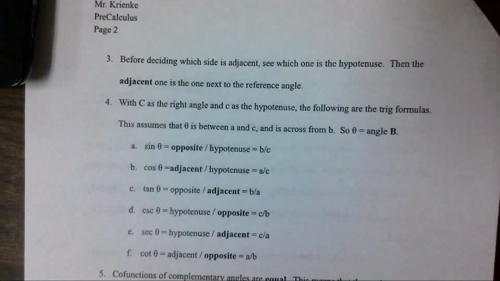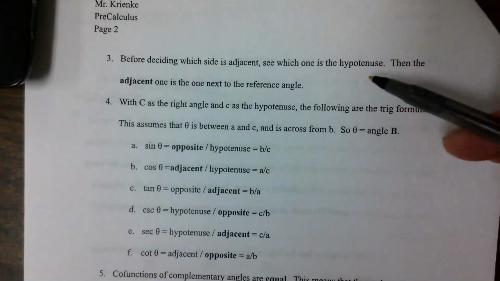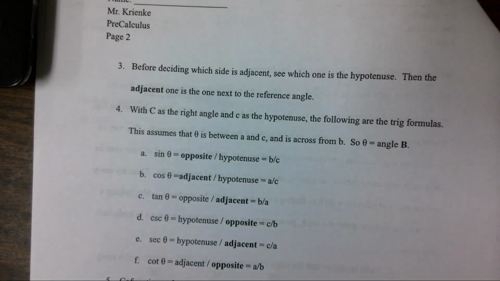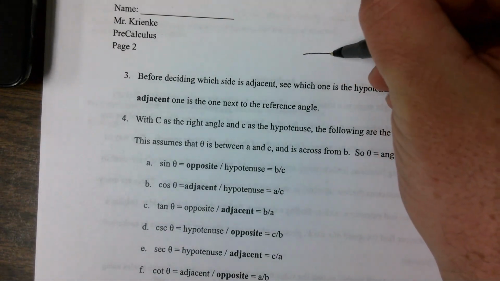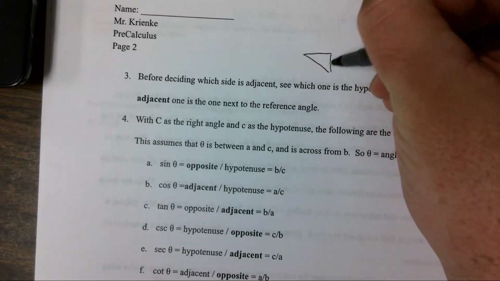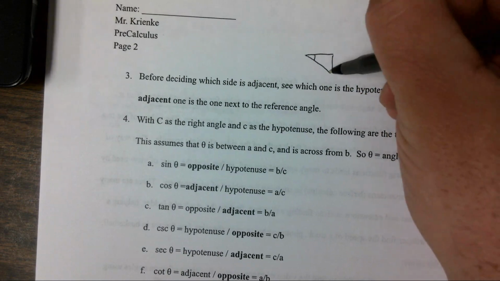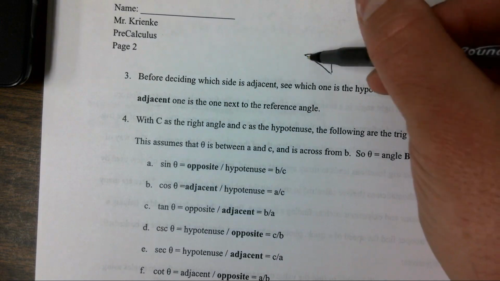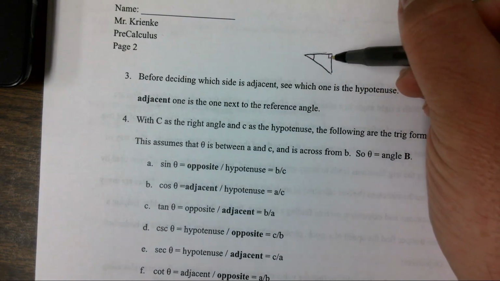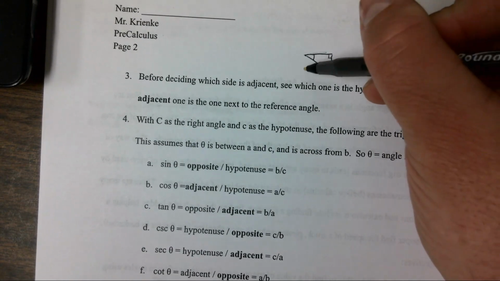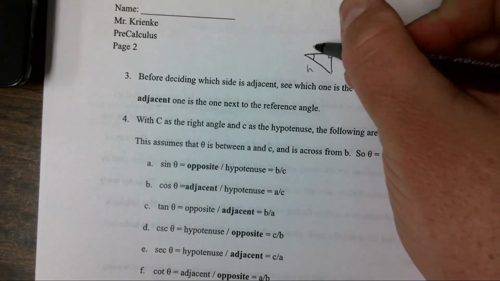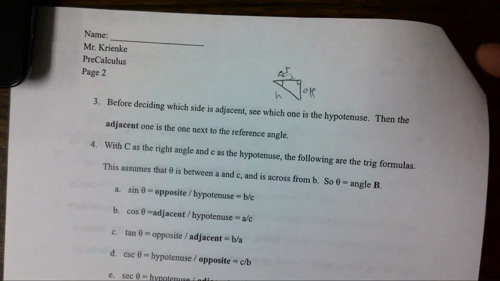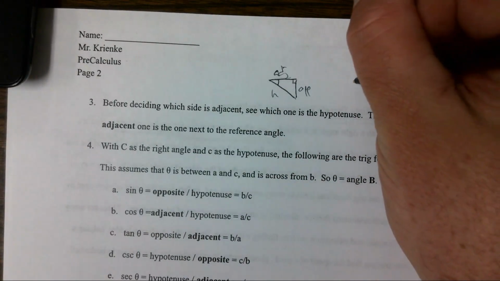Now before deciding which one is adjacent, you probably have to find the hypotenuse first, and then the adjacent one is next to the reference angle. So if you have a triangle like this, here's your angle. First, which one's the hypotenuse? Is it this one or this one? If this is your 90-degree angle, then this is your hypotenuse. And then this is your adjacent, and this is your opposite. So that's oriented in that direction.